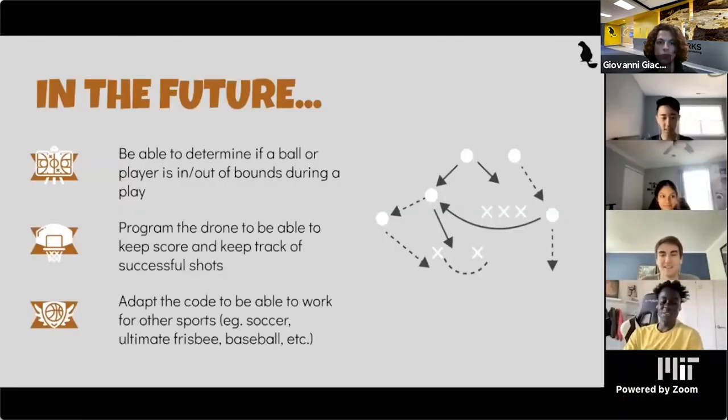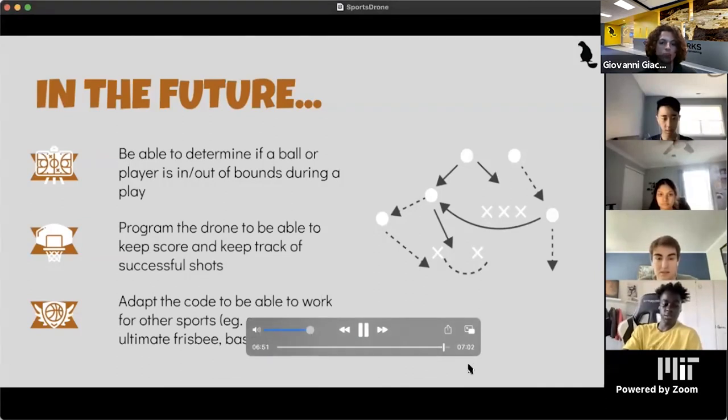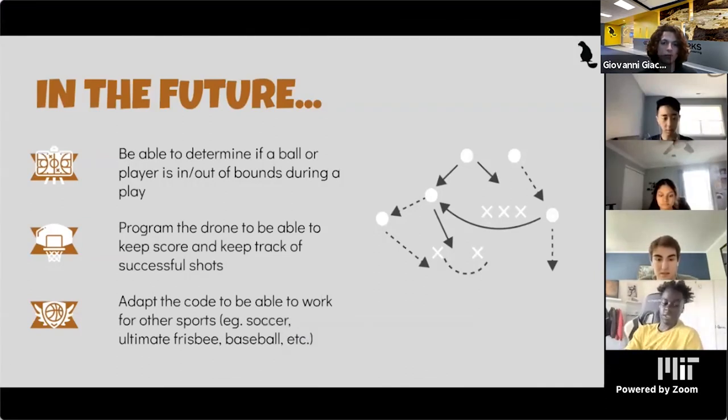In the future, we hope that this program can be used and adapted to determine if a ball or player is in or out of bounds and can assist referees with tricky decisions. In addition, we can use contour and object detection to identify if the ball goes in the basket, allowing us to keep better track of the score and attempted shots. And of course, this program can be adapted to track soccer balls, frisbees, and many other equipment.